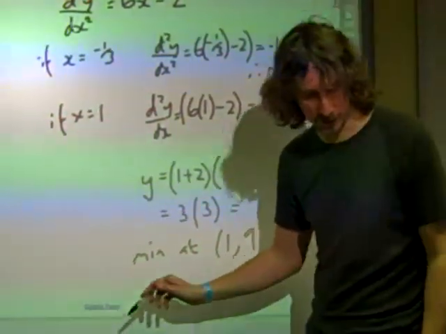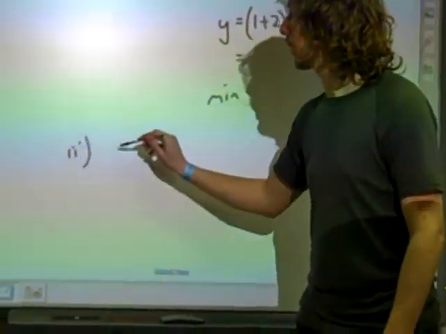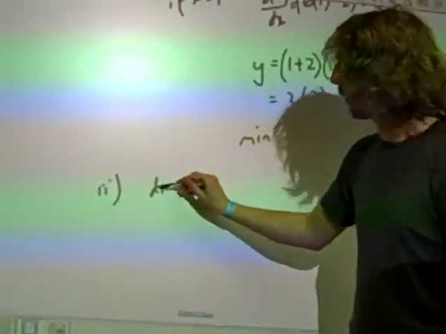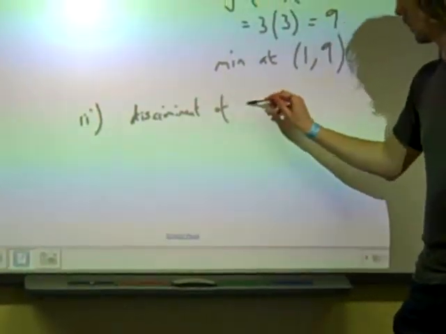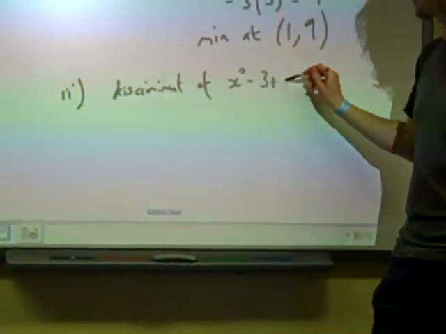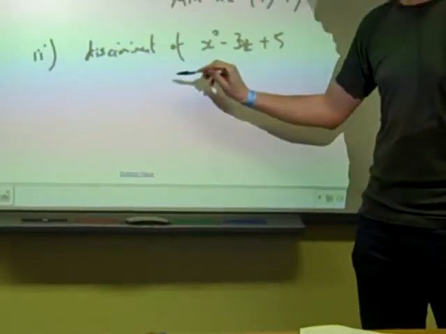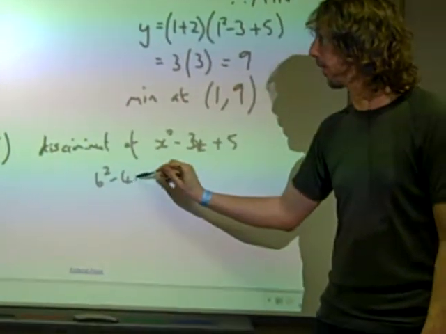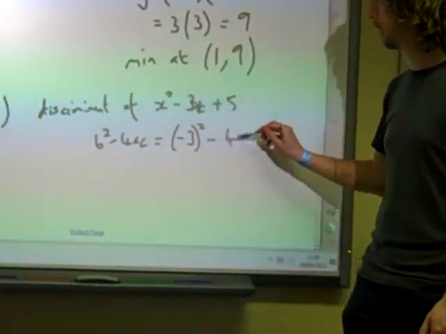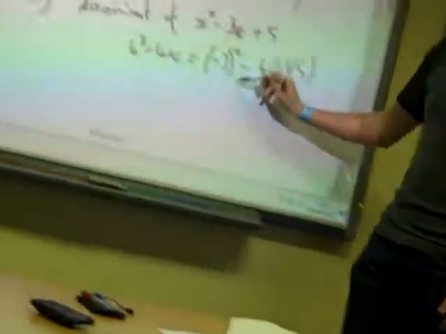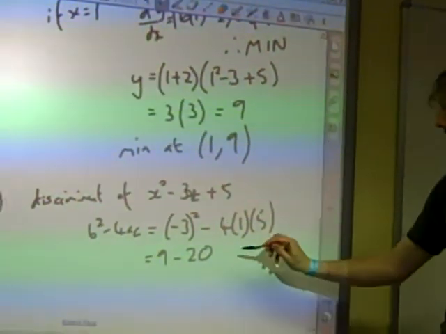So part 2 asks us to calculate the discriminant of x squared minus 3x plus 5. And that would be b squared minus 4ac, which is minus 3 squared minus 4 times 1 times 5. We get 9 minus 20, so we get negative 11.